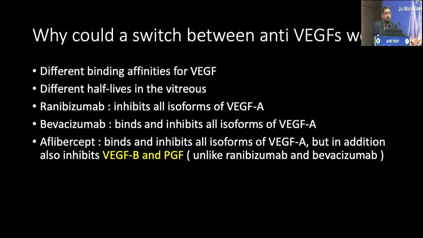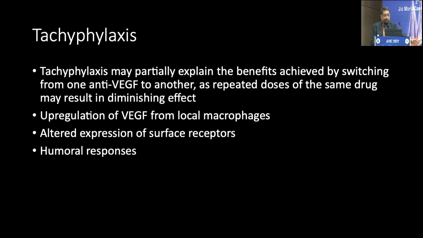What is the logic behind changing the anti-VEGF? The logic is that all of them have different half-lives, all of them have different molecular structures, but the only true change, if you look at the substance, would be aflibercept, which also inhibits two other molecules, placental growth factor and VEGF-B, which using common sense would have a better effect while switching.